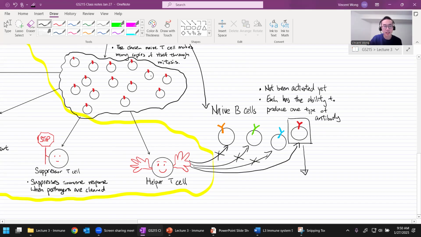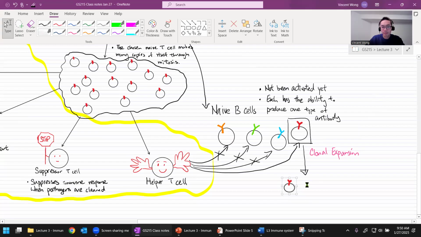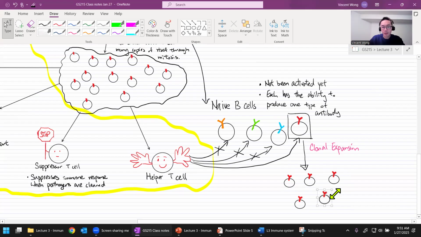And you kind of know the rest of the story now, right? If it's being chosen, then it's going to go clonal expansion. Clonal expansion. So we're going to make many copies of this thing through mitosis. There we go. Like that.